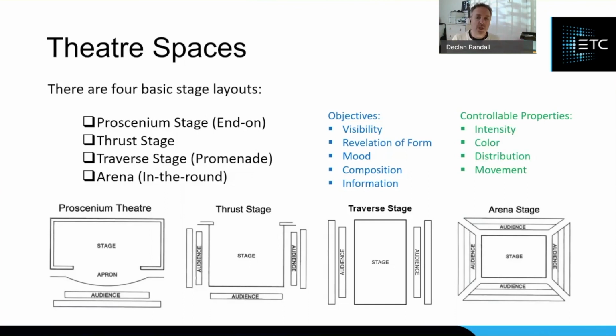And of course, in order to achieve those objectives, we have the 4 controllable properties of light that we can manipulate, those being intensity, color, distribution, and movement. So it's combinations of all of that that we'll roll into, hopefully to give you an approach to lighting a space which is less conventional.